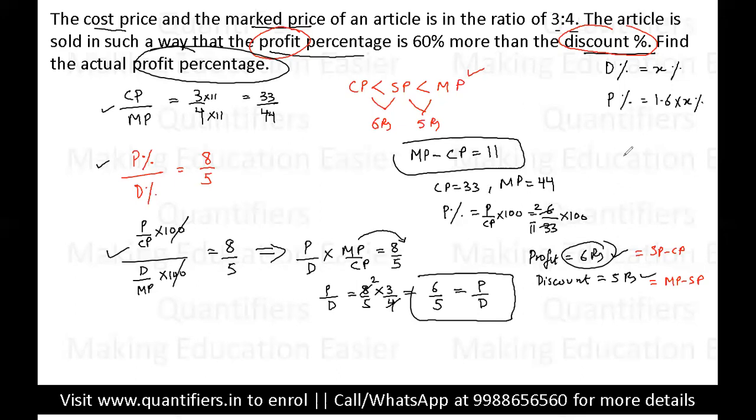And students, all of you should know that 1 by 11 is basically 9.09%. So here we are getting 2 by 11, which will be double of 9.09. That will be 18.18%. So students, 18.18% is the answer. I hope the question is clear to all of you. Thank you, everyone.